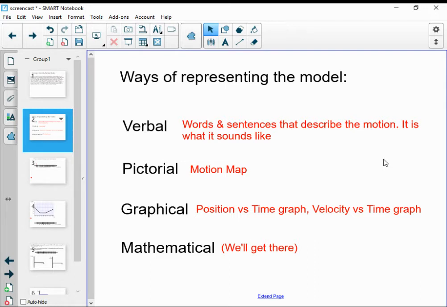So, ways to represent that model. First, verbal, it's exactly what it sounds like. We're just using our words to explain what is happening. The one I want to focus on right now is the pictorial representation, what I call a motion map. This is new for us. We'll deal with the others in a different video.